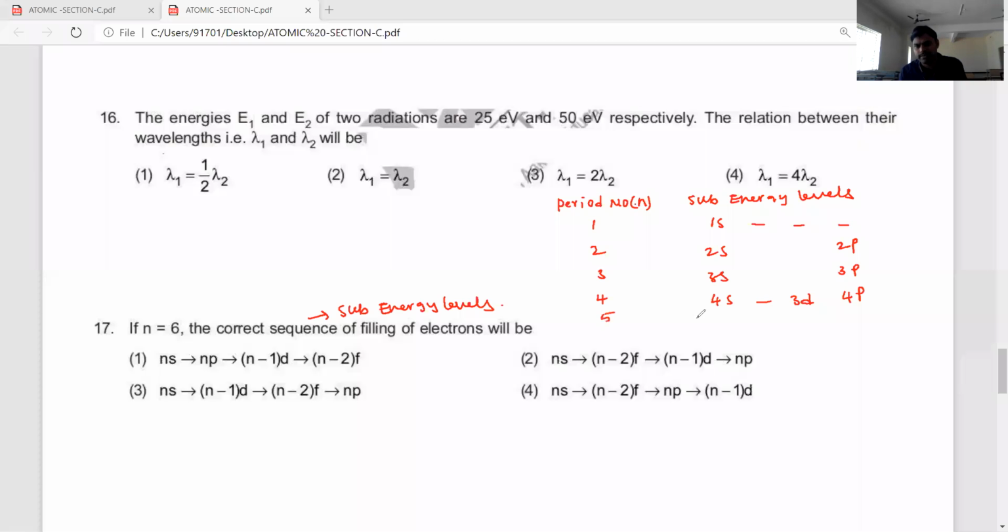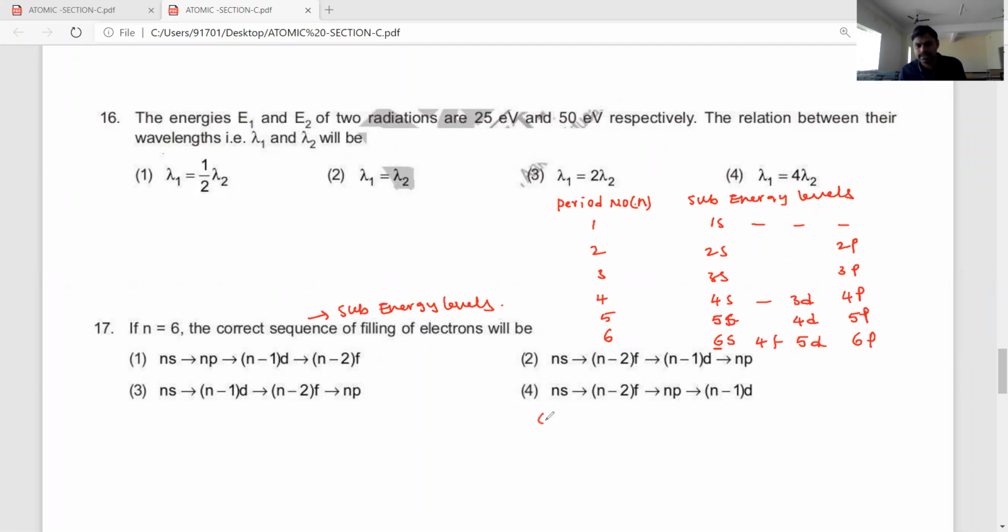n is equal to 5 means 5s, 4d and 5p are present. n is equal to 6 means 6s, 4f, 5d, 6p. See, n is equal to 6 means ns and np. What are the sub-energy levels?